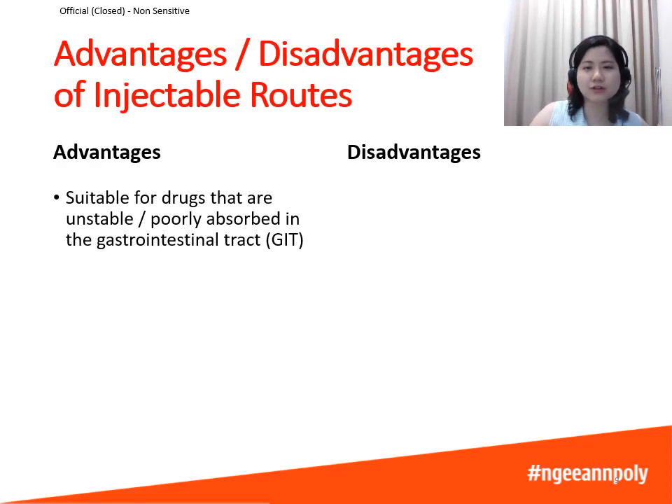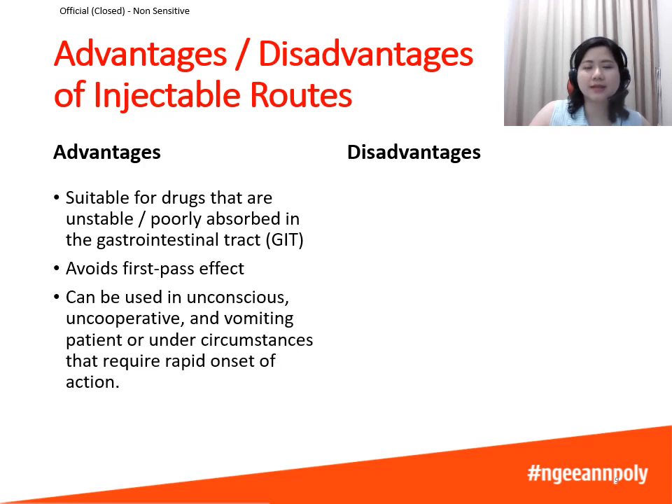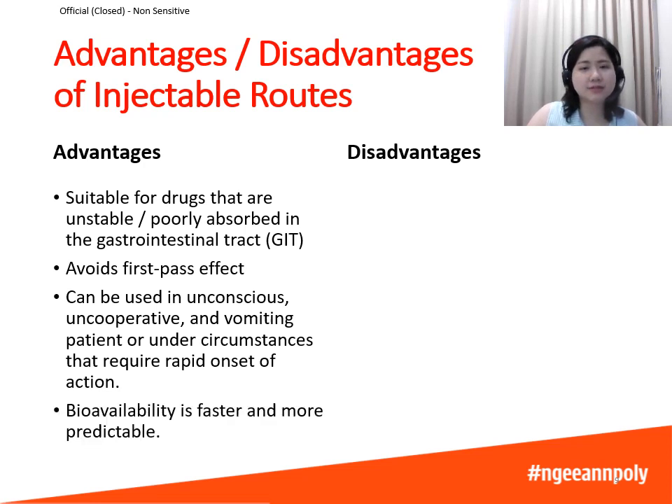Injections are suitable for drugs that are unstable or poorly absorbed in the gastrointestinal tract. It also avoids the first-pass effect. It can be used in special situations such as unconscious, uncooperative, and vomiting patients, or during emergencies when rapid onset of action is required. Absorption of the drug is also faster and more predictable, especially with IV injection.